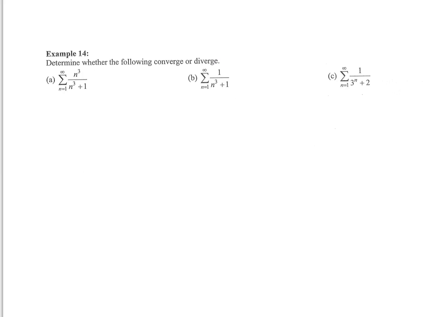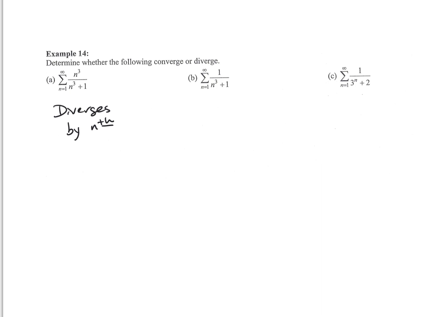All right, so let's look at this example. So I have n cubed over n cubed plus 1. What should we always use first? The nth. All right, so if I take a limit to infinity, does this thing go to 0? No. So what do we say? It diverges, why? By nth. Because does it go to 0? No, it goes to a number. It doesn't go to 0, so it already diverges.